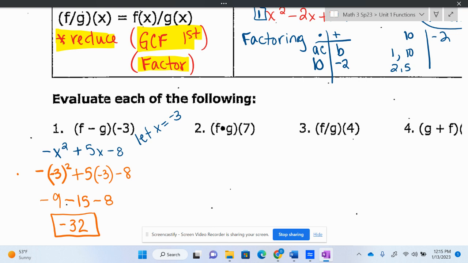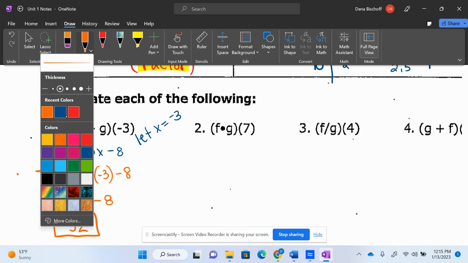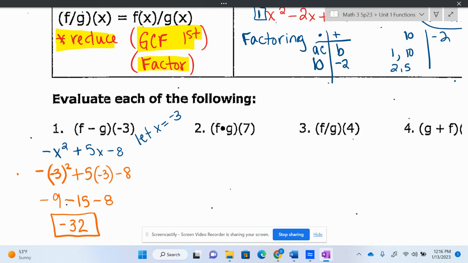All right, number 2. We're doing f times g, and we're evaluating that function for the number 7. But we already found the product of f and g. What did we determine when we solved for f and g? F times g, what was our product? When we multiplied f and g together in the top, what was our product? Yeah. And we're evaluating this function for 7.